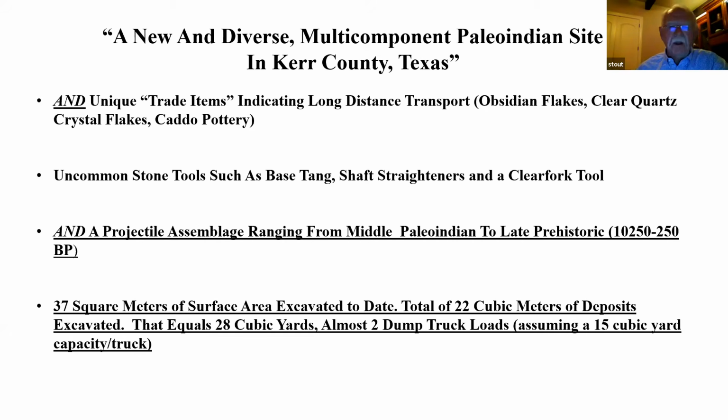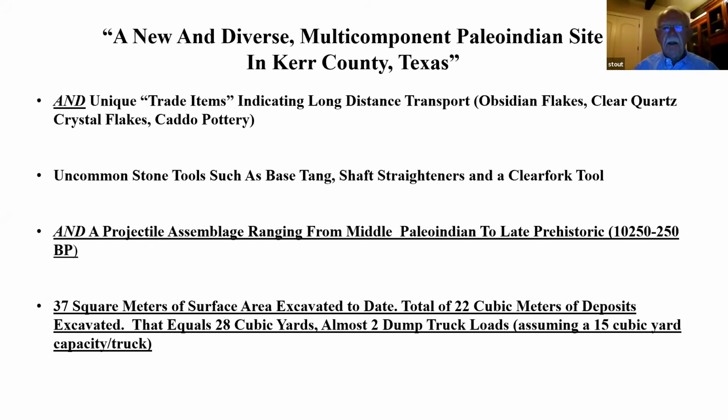And then the projectiles, and I'll include the arrow points and the dart points in the projectiles. We know their morphology changes through time, different forms within different temporal periods. And so we can tell just by looking at those points that we had something that was going to date from Middle Paleo-Indian about 10,000, 11,000 years ago, right up to about 250 years ago, before really the first Anglo settlement occurred in this area, while there were still Native Americans in the area.